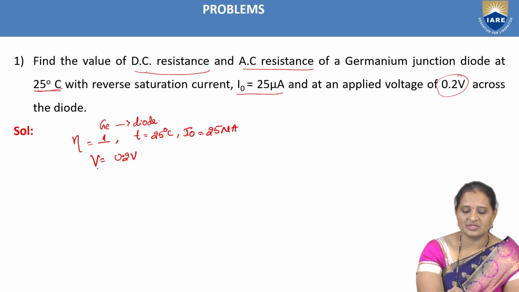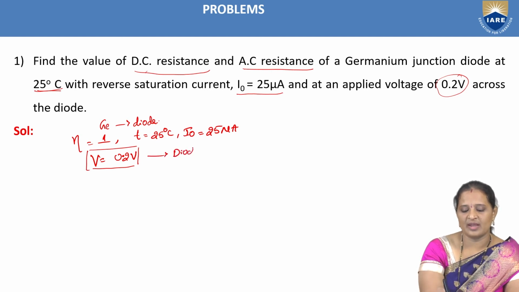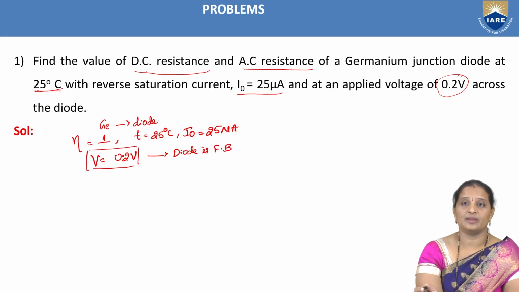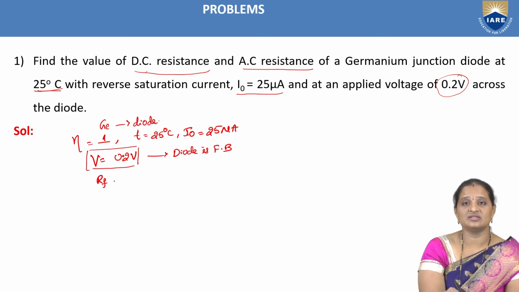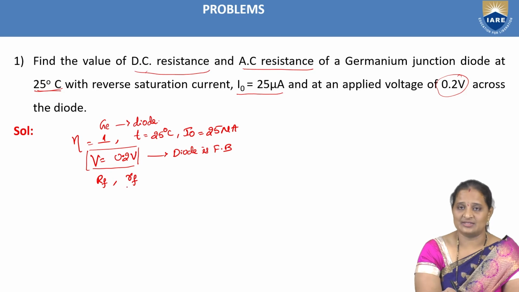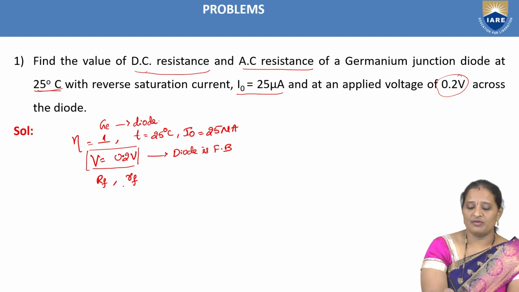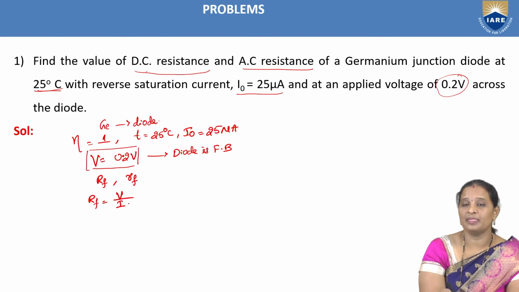So as you can observe, the applied voltage is positive. So that means the diode is said to be forward biased. So we have to calculate the forward static resistance or else DC resistance and forward AC resistance. Now we know that RF is equal to V divided by I.